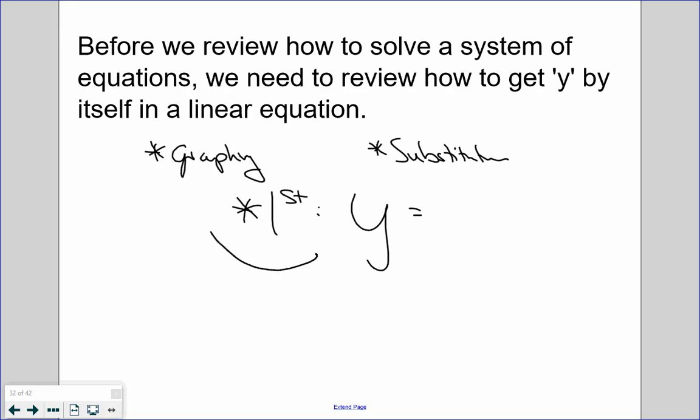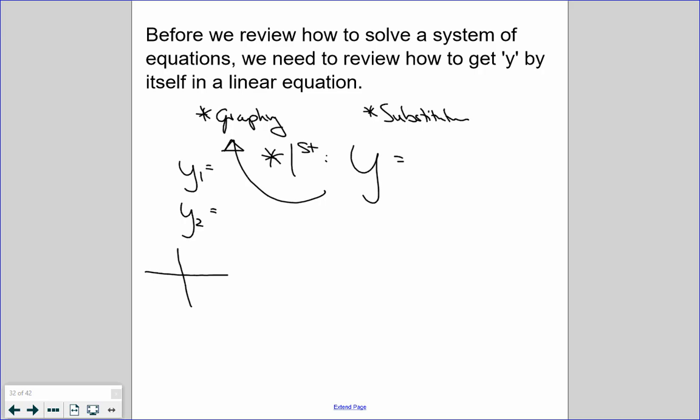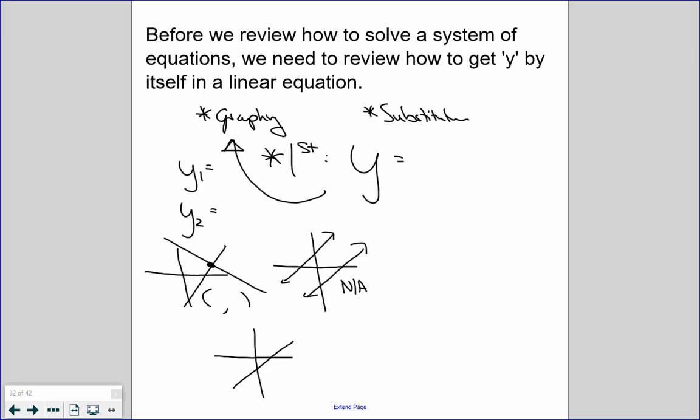For the graphing way, you're going to plug one equation into y1, the other equation into y2. And you're going to get out one of three pictures. You'll either channel your inner pirate and have X marks the spot, or you will have parallel lines, which means that there is no answer, or you will have one line lie right on top of the other line, and that is infinite solutions because they intersect everywhere.